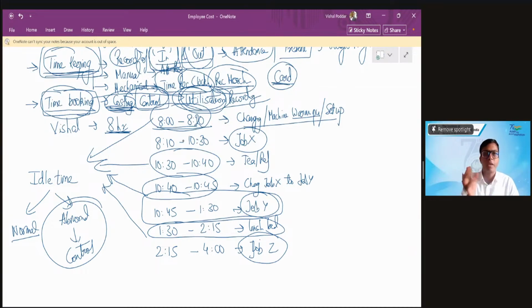Only, let us say, 5, 7, maximum 10 minutes was the normal time required for changing your clothes, putting on the gear, and also getting the machine ready for the work. But if you have spent 20 minutes, it means somewhere you are wasting time, you are doing time pass, you are taking unnecessary gaps in between. So this is where control is done using this time booking data. So time booking is done for both things.